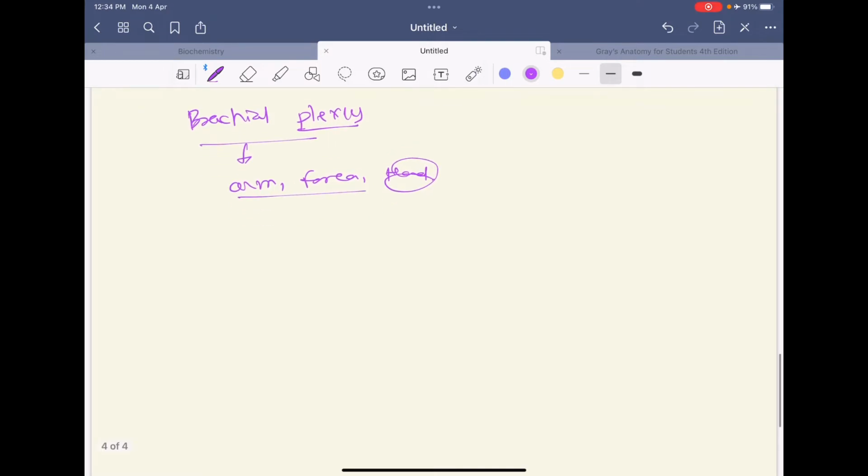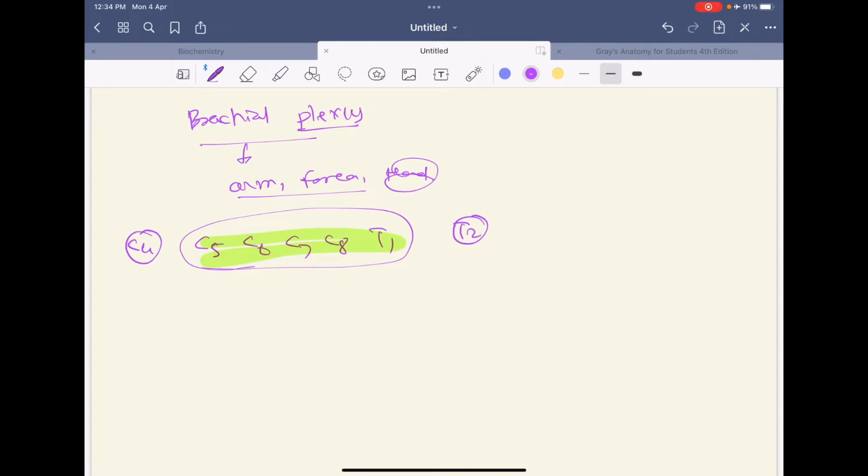So how is it formed? Brachial plexus is formed by C5, C6, C7, C8 and T1. These are the root values. So these root values will form brachial plexus. Sometimes C4 will give contribution and sometimes T2 will give contribution. If C4 is giving contribution, it is called prefixed, and if T2 is giving contribution, it is called postfixed.